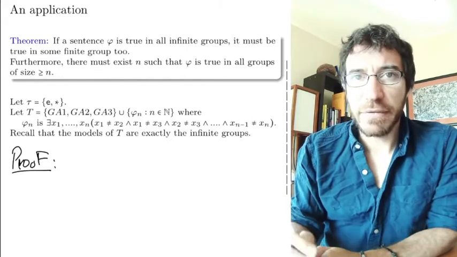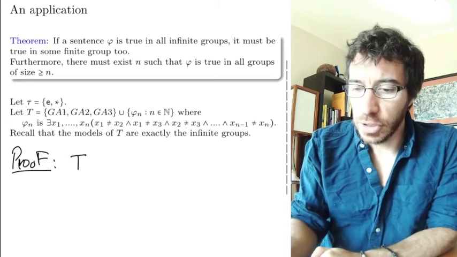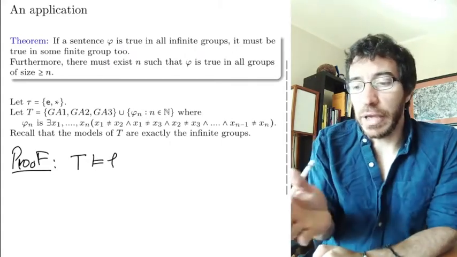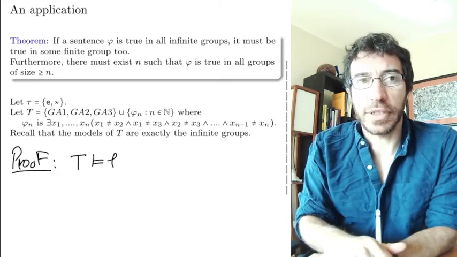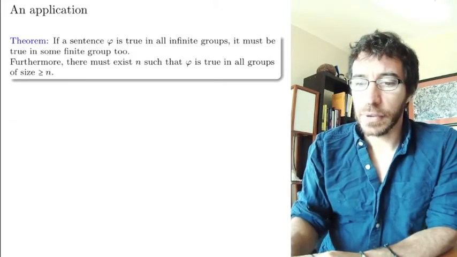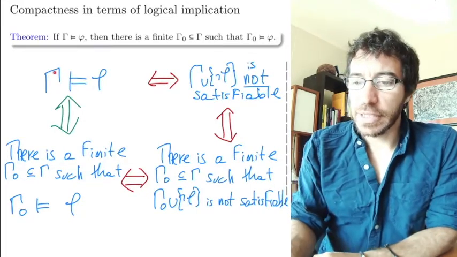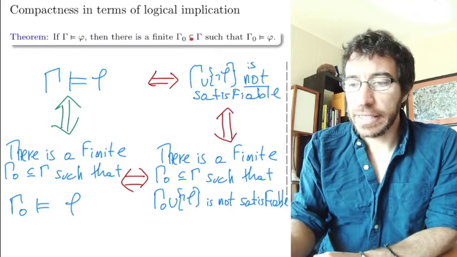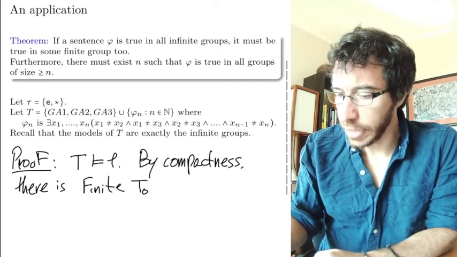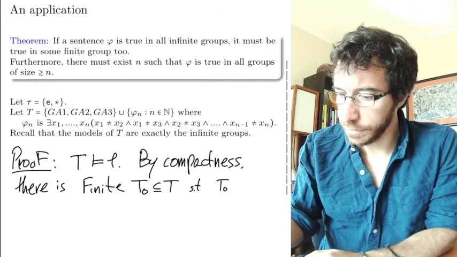Let's prove the theorem. If something is true in all infinite groups, then what we know is that T, which is axiomatized in all infinite groups, logically implies phi, right? Because every model of T is an infinite group, and we proved that phi is true in all infinite groups. That's what it means to logically imply something. And by our theorem that we proved before, if you have that a set of sentences implies phi, then there must be a finite subset of it that already implies it. By compactness, we know there exists a finite subset T0 of T such that T0 logically implies phi.